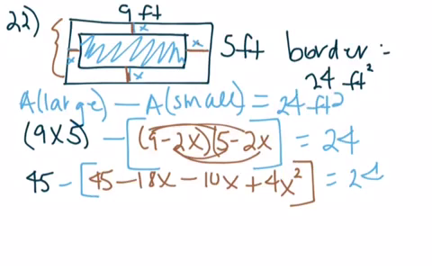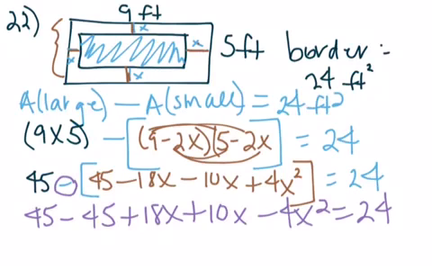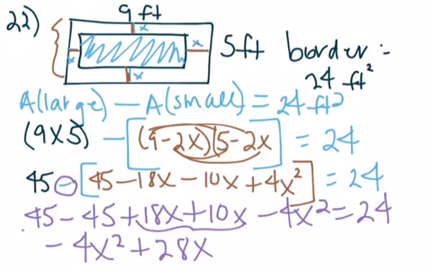Equals 24. Okay, we need to distribute that. So we've got 45 minus 45 plus 18x plus 10x minus 4x squared, because we have to distribute this negative throughout the brackets, equals 24. When we combine like terms, we've got negative 4x squared plus 28x, and the 45's cancel, equals 24.